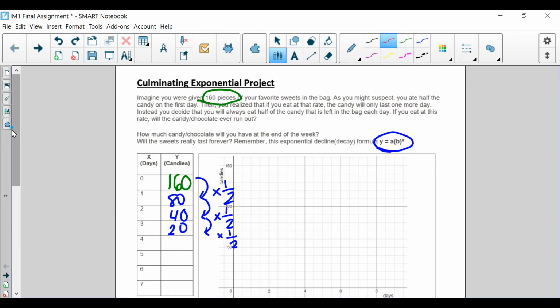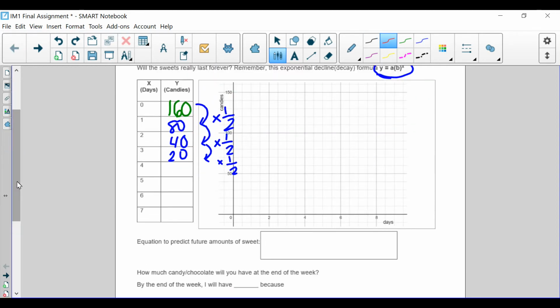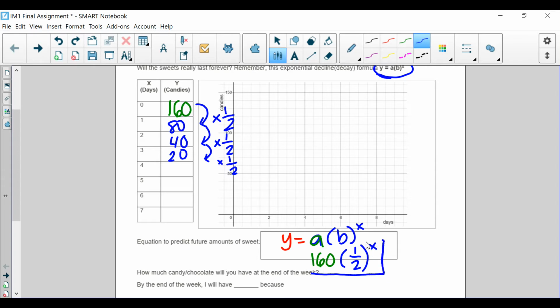Now remember, because it's exponential, we're going to go ahead and write down our equation, and our equation is going to be in this format. Y is equal to A times B to the x power, and I'm going to make A into a green color. Then we're going to make A 160. B is going to be 1/2, and then we're raising it to the x power. And that is our equation. And I'm going to go ahead and write it y is equal to.